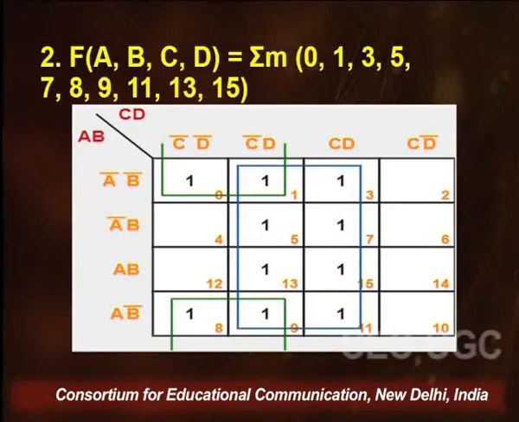Moving to another example, summation m 0, 1, 3, 5, 7, 8, 9, 11, 13 and 15. The cells have been marked by 1s. Look at the bigger group. You have an overlap group of 4 again. So we have a wraparound group again that is visible to us. If you want to find out how this wraparound group would work, look at the AB side. So A'B' is the first entry and the last entry is AB'. So here my B' does not change, so I write the value B'.